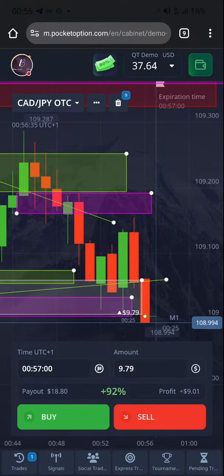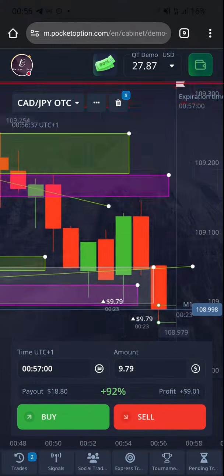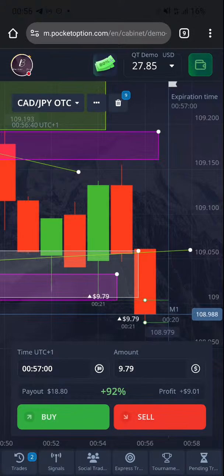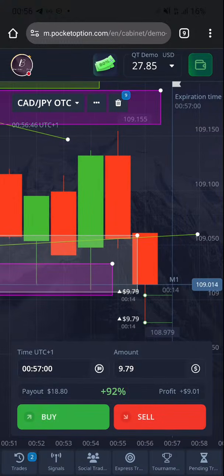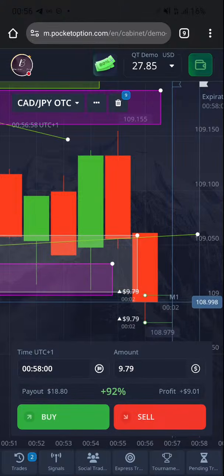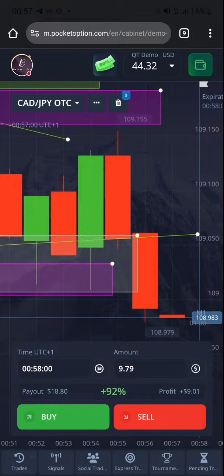Oh, I missed the first entry, but I'm expecting a pullback from here because this area is strong actually. Okay, that's good. That's good. I know above that round number, but no worries.